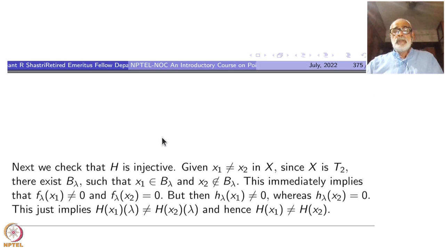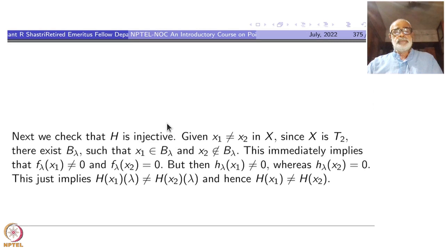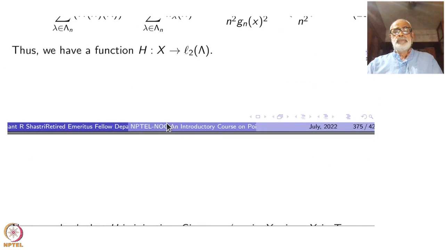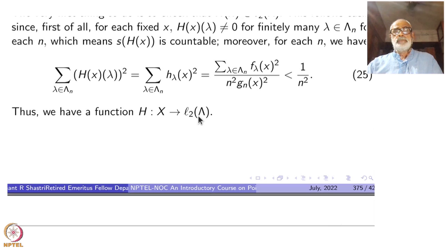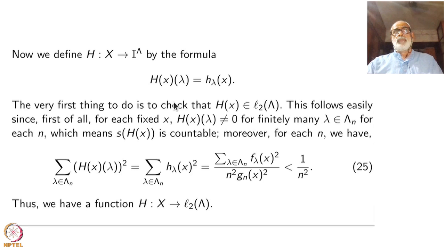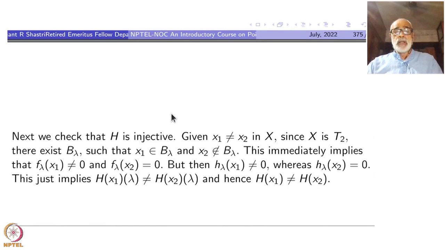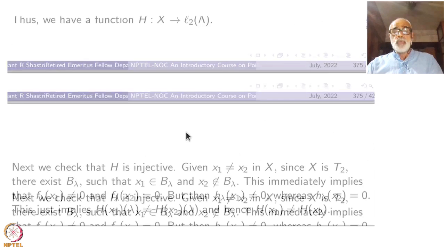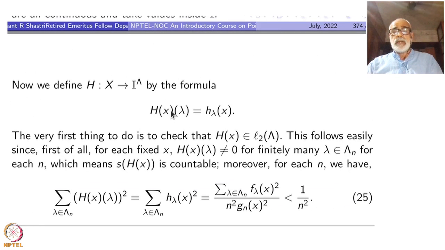All right. Sir, may you please repeat this step? So starting with every element of x, we wanted to associate an element of L2 of Lambda. From step 2 we found that every B lambda was an open set, so we can associate a function so that it is exactly non-zero there. That was the first part of the step. That will come now in the proof of injectivity and continuity and all that.